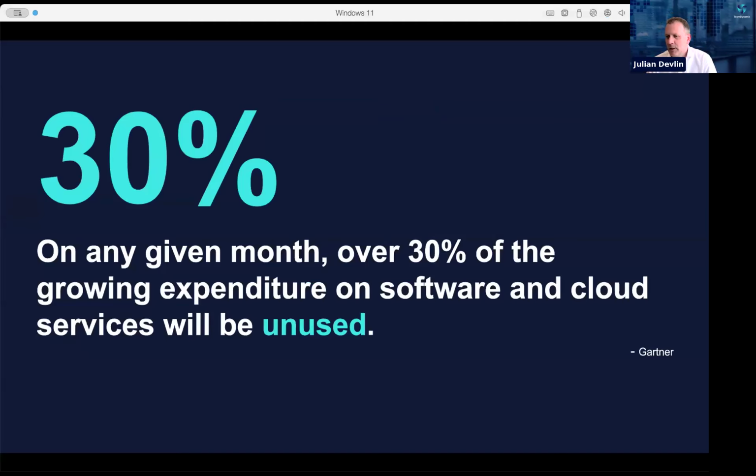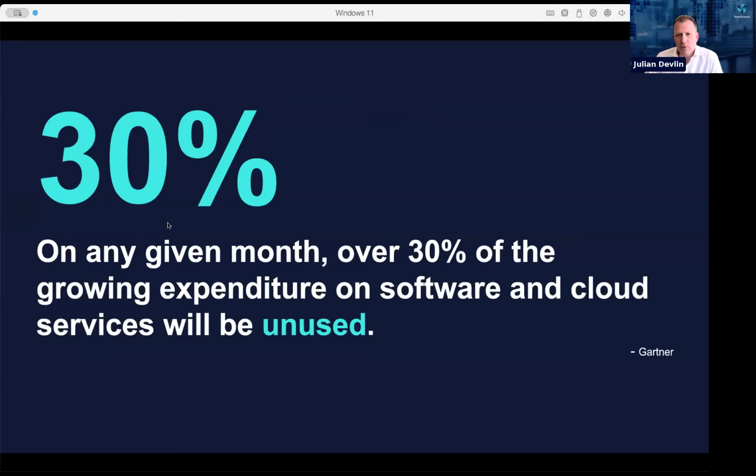In fact, there's been a recent Gartner study that says 30% is the most plausible answer there. So in any given month, over 30% of the growing expenditure on software and cloud services will be unused. And that's a Gartner benchmark. So that's pretty amazing. I guess we all have that sense, right? If we have no idea, it's probably high. It's probably not that we have no idea and then it turns out to be 5%.